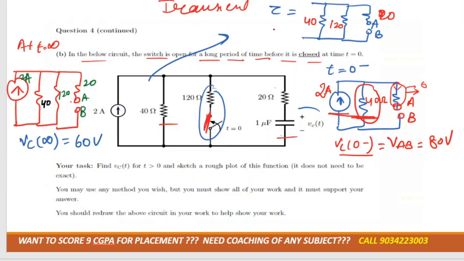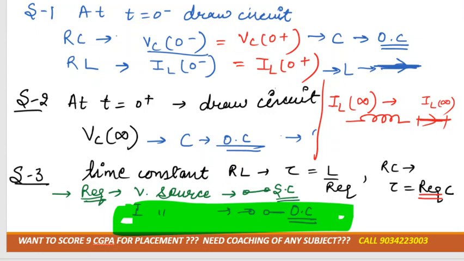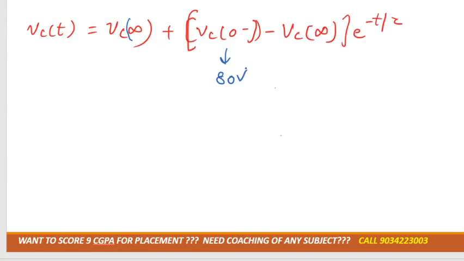R equivalent: how did you calculate 40 and 120? They are in parallel, combined into a single resistance. Then that must be in series now with this 20. Tell me how. 40 parallel 120 is how much? 50, right? So R equivalent we got as 50.